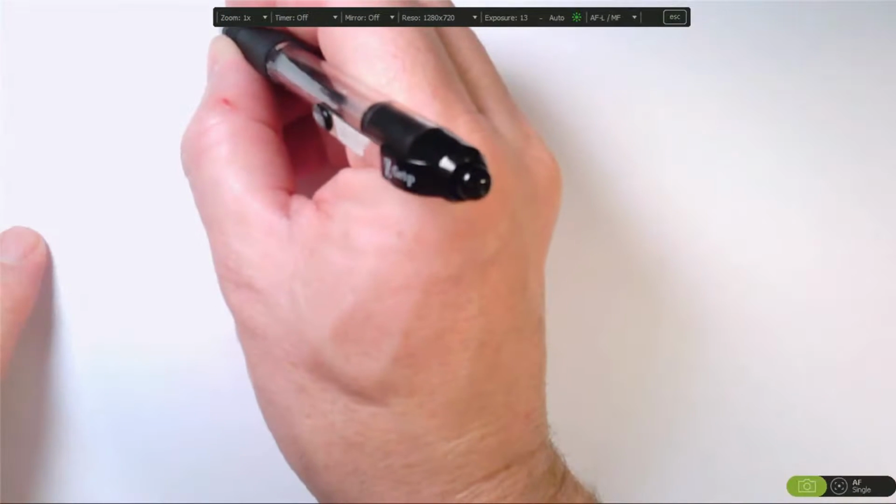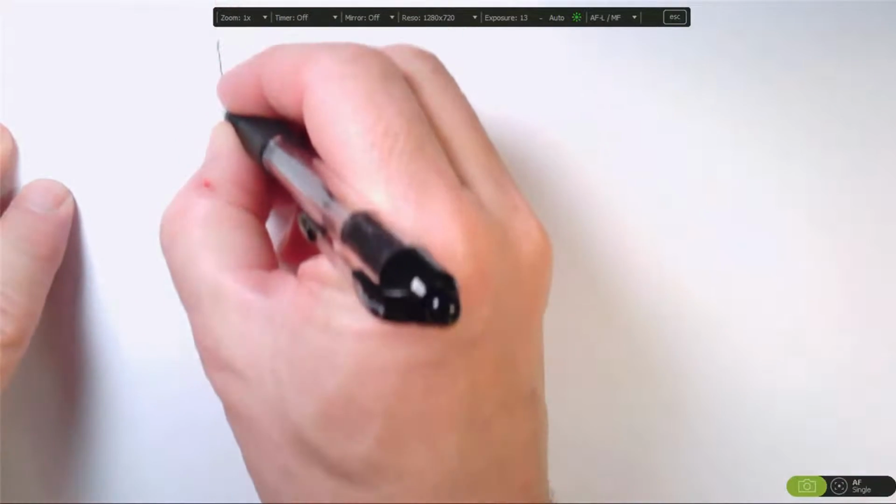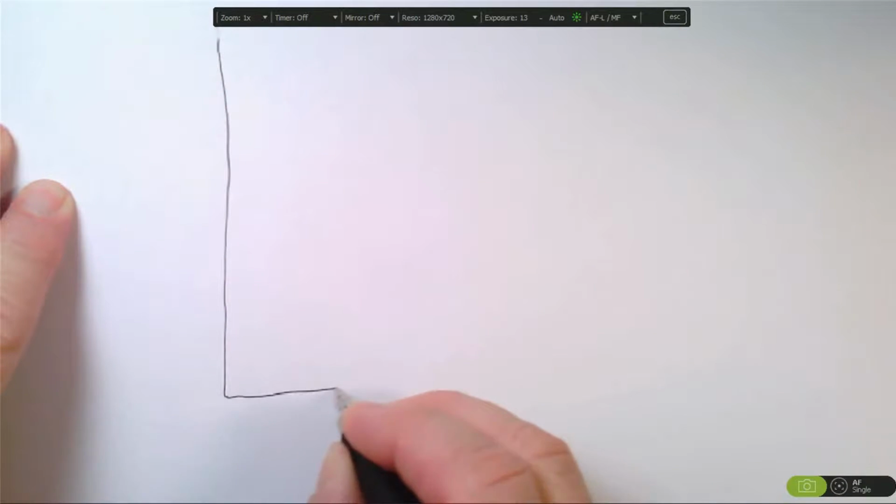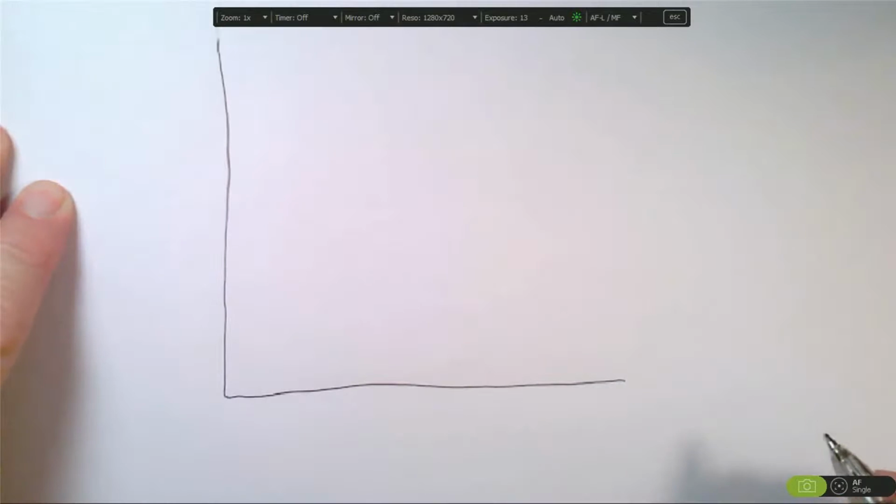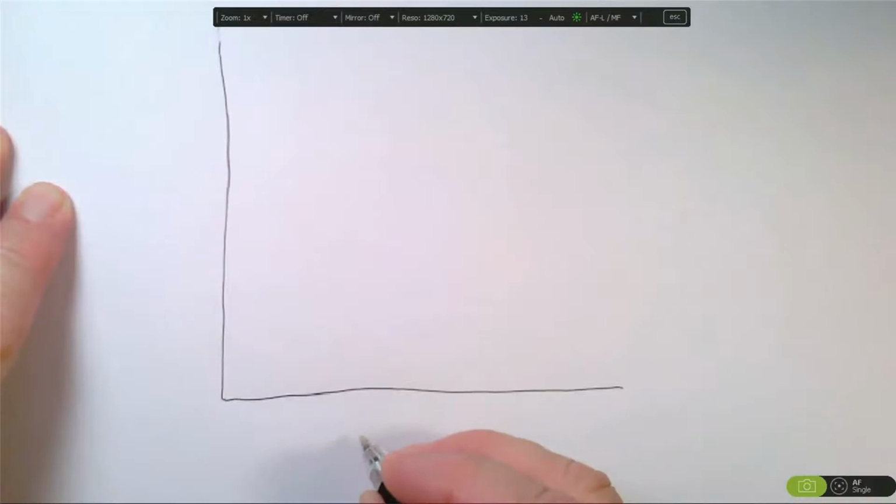So now I'm going to make an illustration that shows what I've been talking about over the last few slides. So I'm going to begin with an x and a y axis. And on the x-axis, we're going to represent the complexity of the model we're fitting.